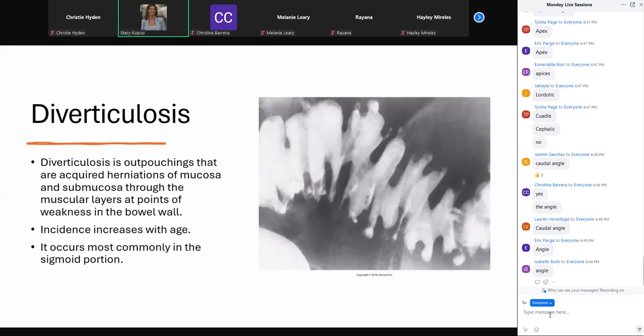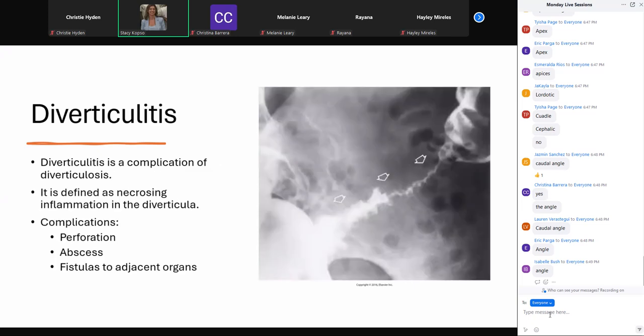Diverticulosis, it's outpouchings that are acquired herniations in the mucosa there. Diverticulitis is necrosing inflammation in the diverticula. And some complications from that, they could get perforation or abscesses.